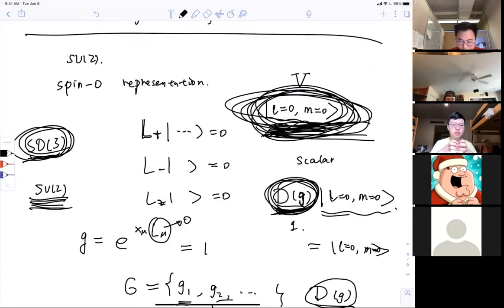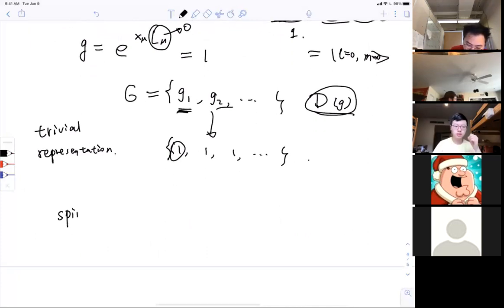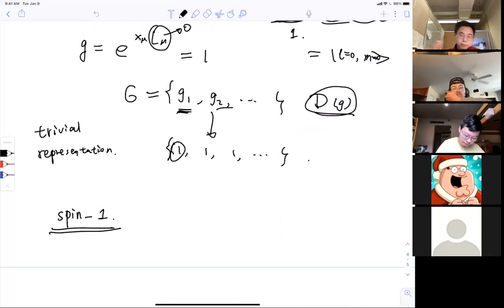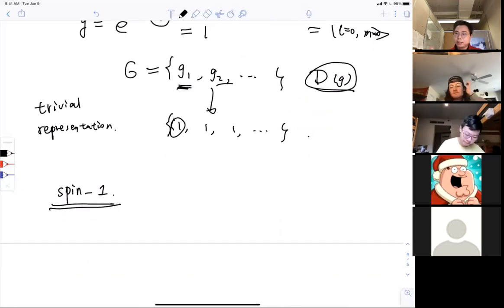Okay, so maybe we can talk about spin 1. You will see what I mean. So the spin 1 representation is exactly what you are saying. The representation space in this case is a 3-dimensional vector space, and you can think of it as our space, or a spin 1 space. And mathematically speaking, they're the same, right?